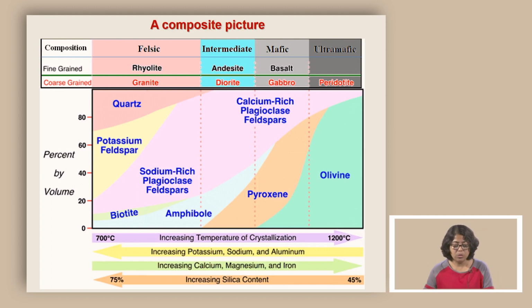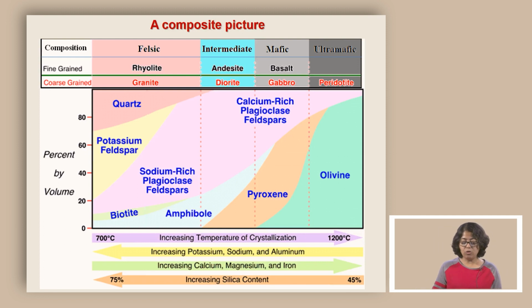So, what it shows is that there are variations in terms of texture. You can find fine grained and you can find coarse grained materials. You can also find quite a bit of variation in terms of composition. It can be felsic, which is silica heavy, and it can also be ultramafic, which has relatively less amount of silica. But how do they form?